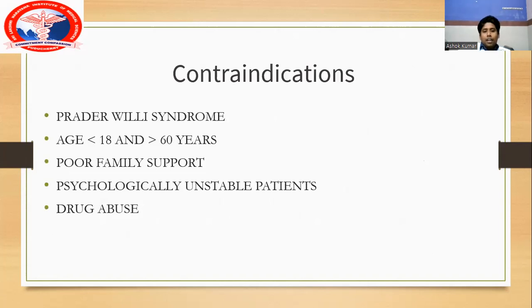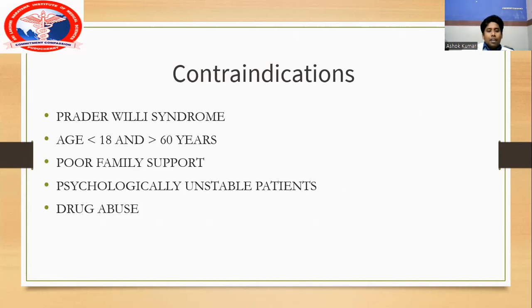So there are certain contraindications where we should not do bariatric surgery, and the most important absolute contraindication of bariatric surgery is Prader-Willi syndrome. In Prader-Willi syndrome patients, they will have an irresistible craving for eating. They can't diet or control taking proper food. They will have an irresistible craving to take more food. So Prader-Willi syndrome is an absolute contraindication for proceeding with bariatric surgery.